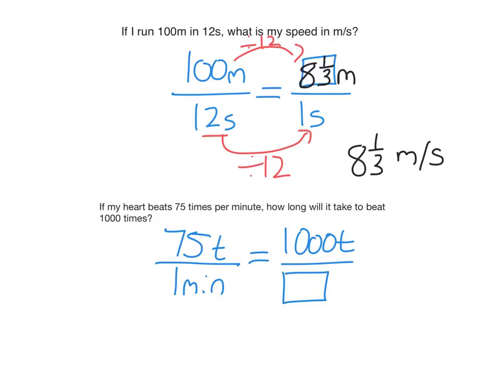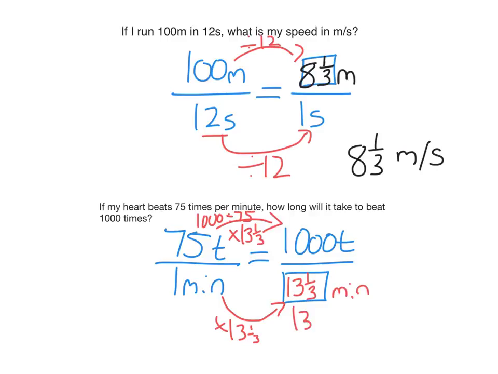So what you have to do is figure out, what did I do to get from 75 to 1,000? What do you times by? Now you probably don't know this off the top of your head. So what you would put on your calculator is 1,000 divided by 75. The answer to that is actually 13 1/3. So I have times by 13 1/3 here. I need to do the same to the bottom, times by 13 1/3. So that would take 13 1/3 minutes, or 13 minutes and 20 seconds, because a third of a minute is 20 seconds.